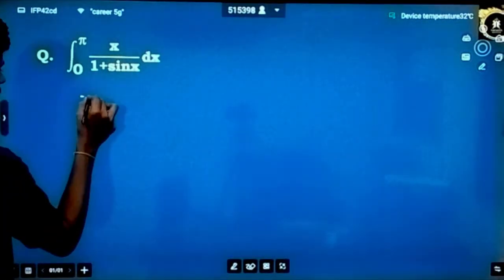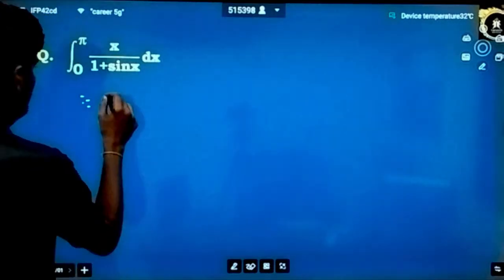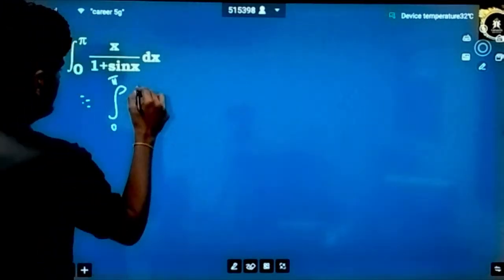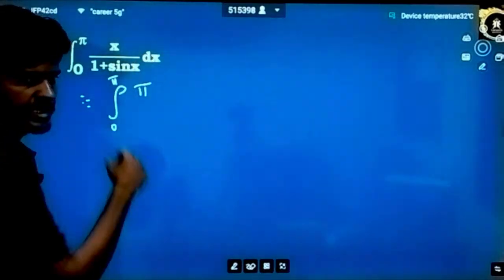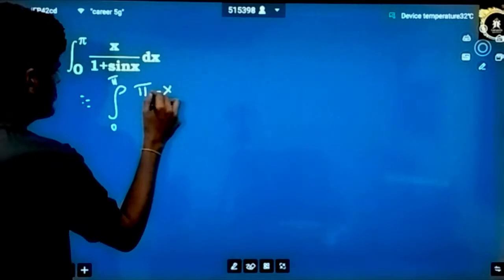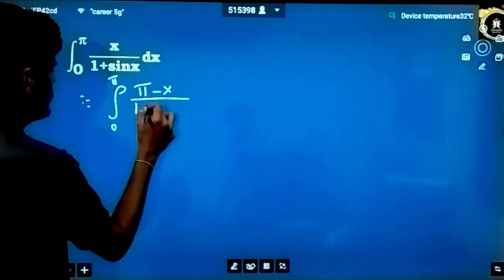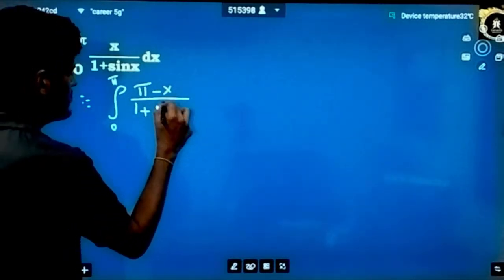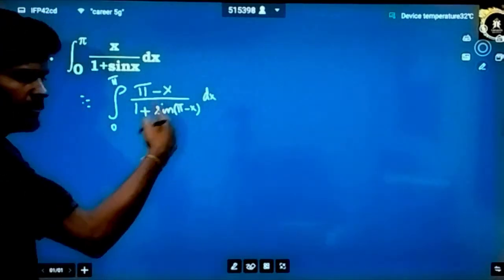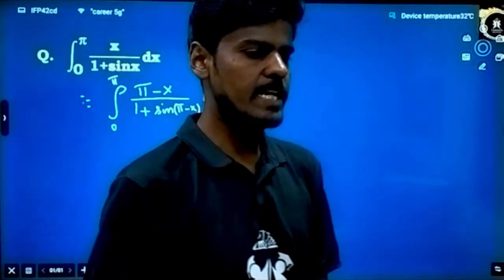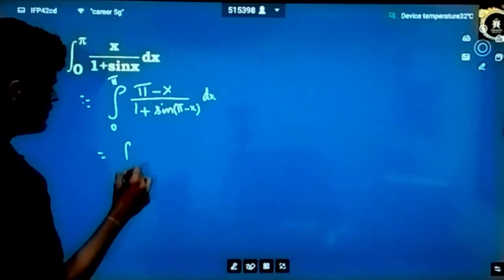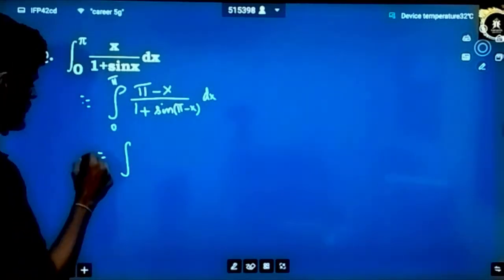Now what we need to do? Apply the property. This is the integral between 0 to pi. We can write the integral of f of x dx as the integral of f of a minus x dx. So we can write this as integral 0 to pi of (pi minus x) by 1 plus sin of (pi minus x) dx. What is sin of pi minus x? Sin 180 minus theta is sin theta itself. So the denominator is the same. And in the numerator, we can split this into two integrals.